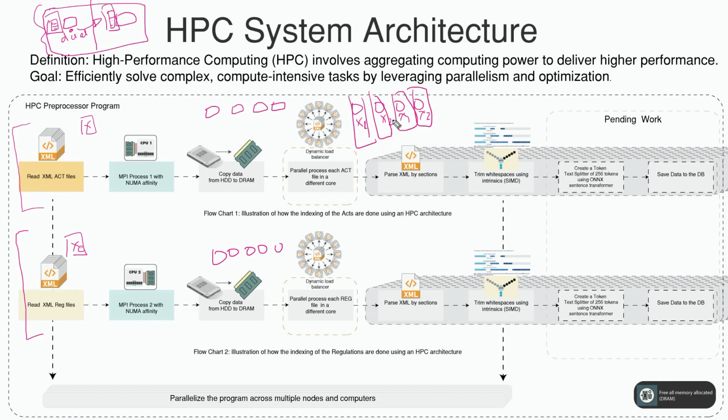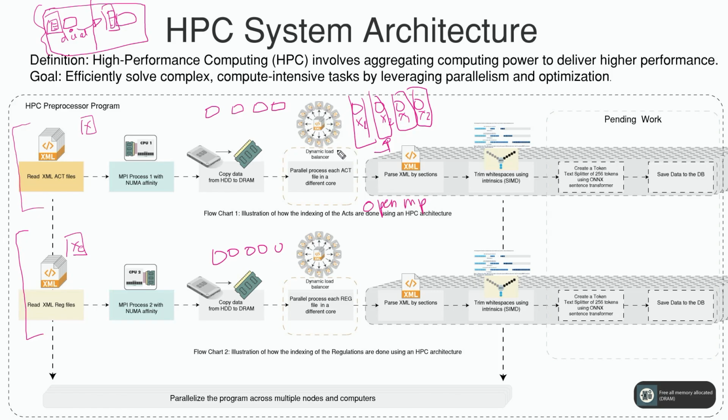Now there are many ways of designing the HPC architecture, but for this application, I'm trying to process one file in one core. And we're doing dynamic load balancing here. So if one core finishes the work, then it picks up the next file in the queue. And this can be done through OpenMP, and I'll show you the code shortly, how all of this works.